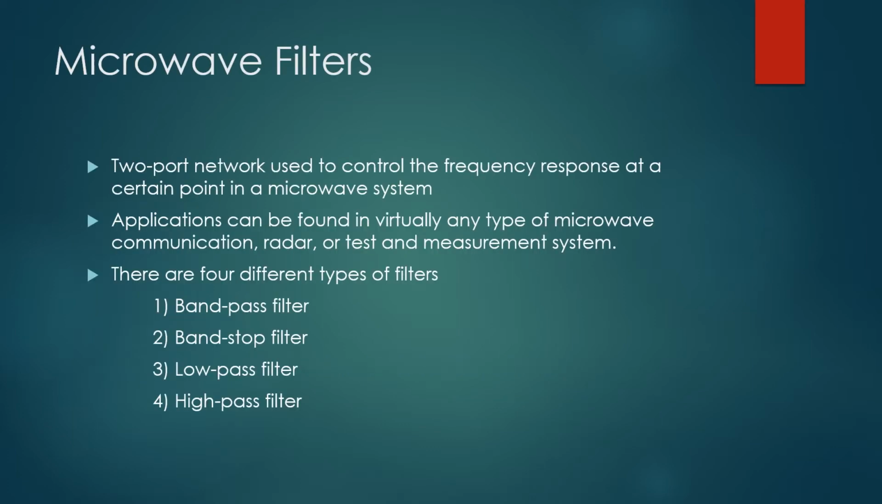A microwave filter is a two-port network used to control the frequency response at a certain point in a microwave system by providing transmission at frequencies within the passband of the filter and attenuation in the stop band of the filter. They represent a class of electronic filter designed to operate on signals in the megahertz to gigahertz frequency ranges.